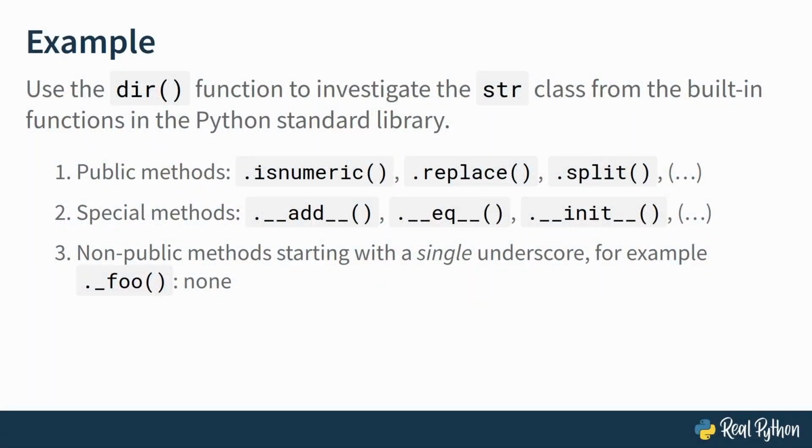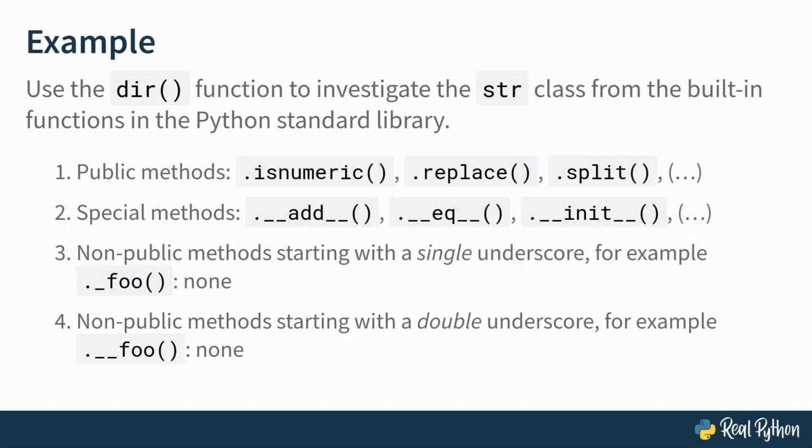So none of the non-public methods starting with a single underscore. And I also didn't see any starting with a double underscore that did not end with 2 underscores. So no non-public methods starting with a double underscore. So now that you know the difference between a public and a non-public interface, you are ready to tackle single leading underscores. See you in the next lesson.